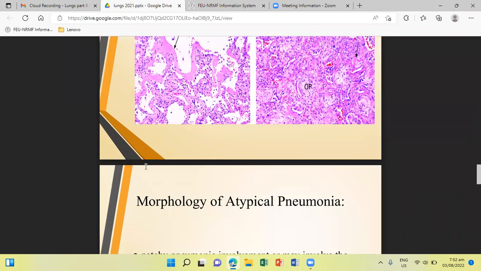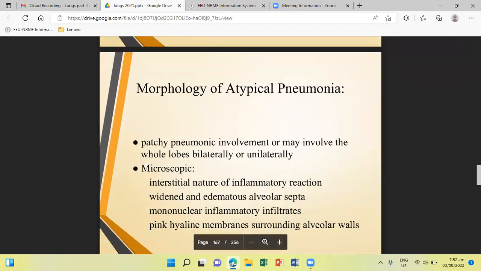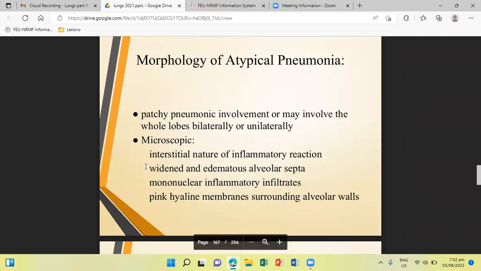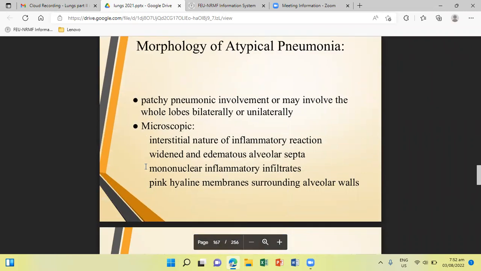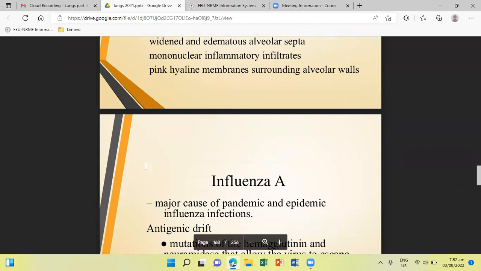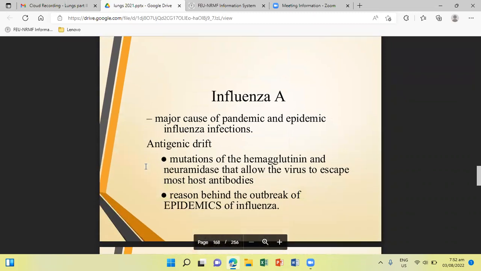The usual cause of pneumonia for the atypical group would be your viruses. So the next few slides are a rundown of the possible viruses that may have caused the disease. First on the list is, of course, influenza.